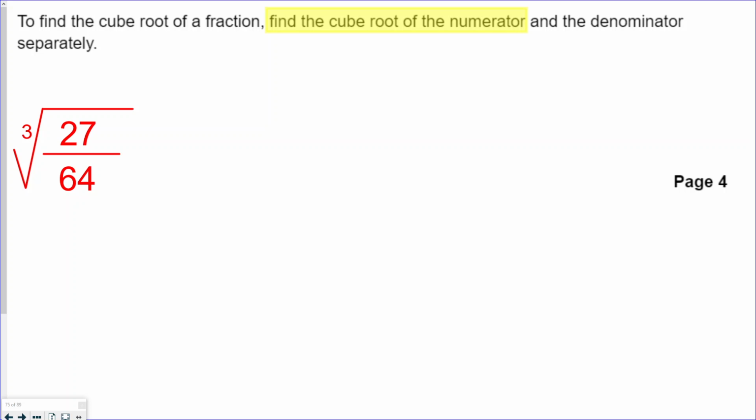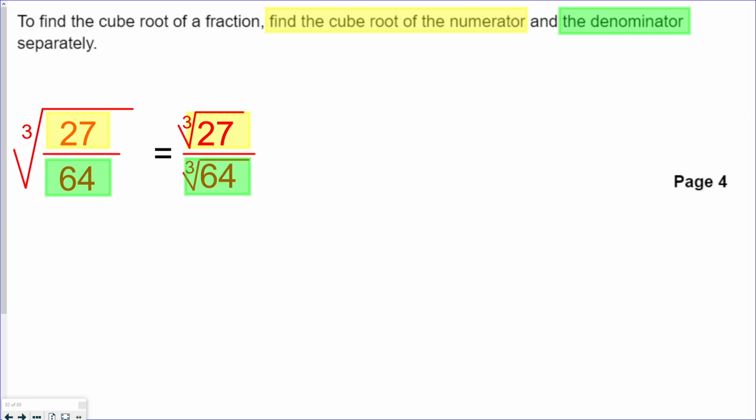Find the cube root of the numerator, and then find the cube root of the denominator. It's very much like how we found the square root of a fraction using the square root signs. This time we'll just use the cube root signs. So the top is going to be remade as its own cube root, so that 27 will be the cube root of 27. The denominator, 64, will be made into the cube root of 64.